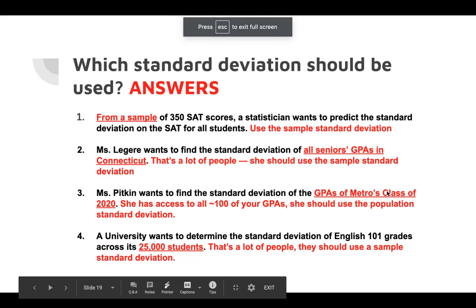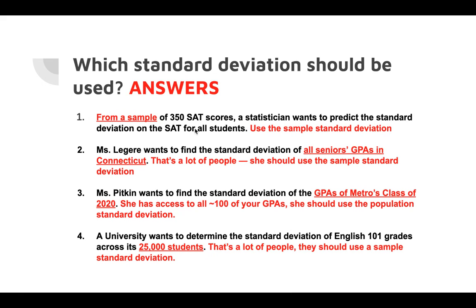All right, guys, so let's go over these answers. The first one said, from a sample of 350 SAT scores, a statistician wants to predict the standard deviation on the SAT for all students. It has those keywords, from a sample, so you definitely want to use the sample standard deviation.